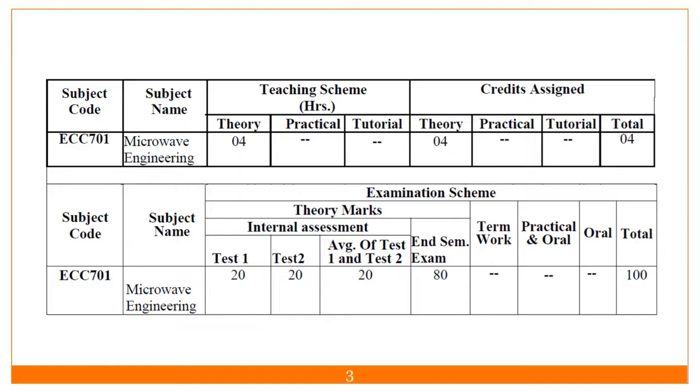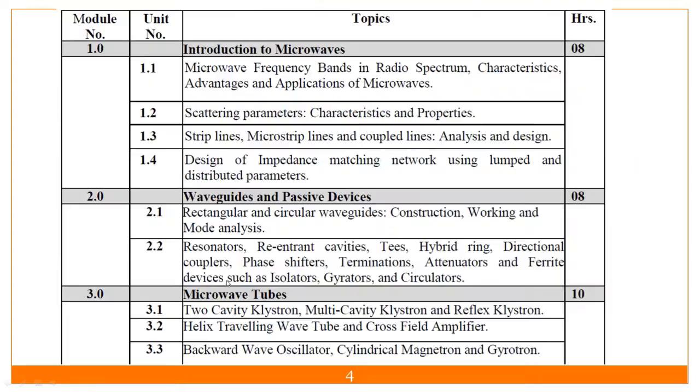Okay, so the Microwave Engineering subject has 4 theory lectures per week. As far as your examination scheme is concerned, there are 2 tests, unit test one and unit test two. The average of those is taken to 20 marks, and the semester exam is of 80 marks. So overall, 100 marks are there for this subject. This is a compulsory subject.